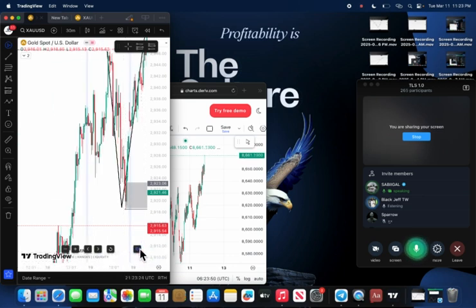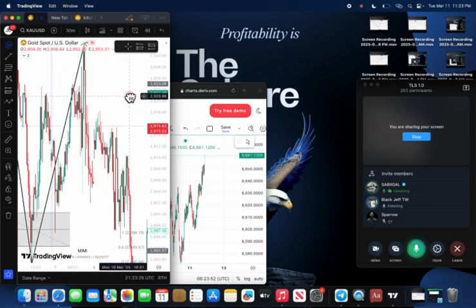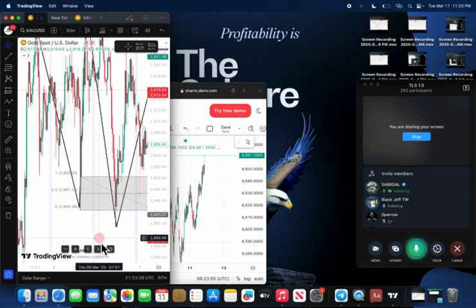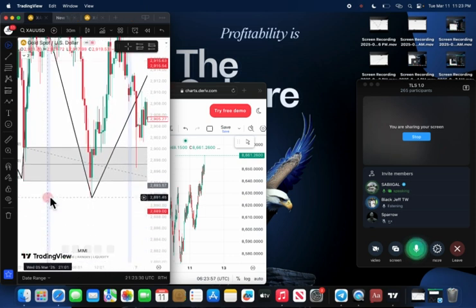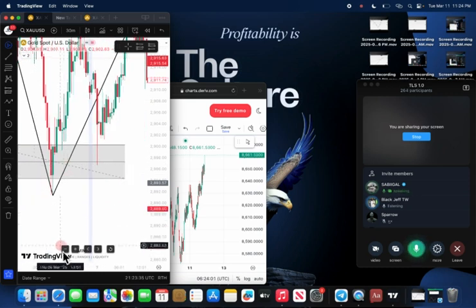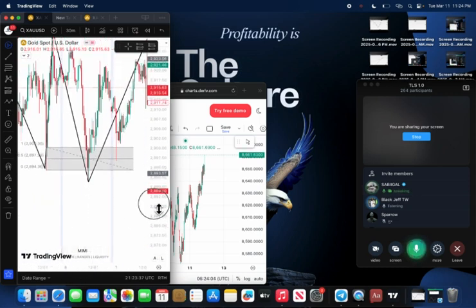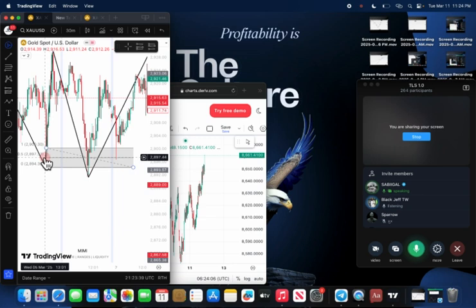If it doesn't, let's check the other one that happened the other time. If it's like a long wick like this, just use 50%. Like this one now was a long wick. Just use 50% of it.